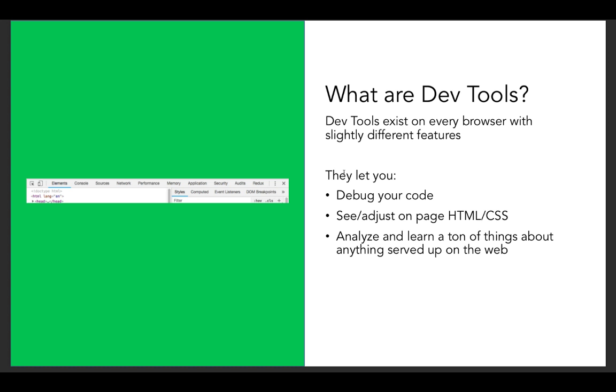DevTools are cool because they let you debug your code, which is very helpful. They also let you see and adjust your HTML, CSS, and frankly on-page JavaScript if you want to. The really fun thing is they basically let you see the public facing source code of any website on the internet, and you can mess with it. It's only for your particular session, so it's not like I'll just go break Amazon, woohoo! But you can just open it up and play with it.